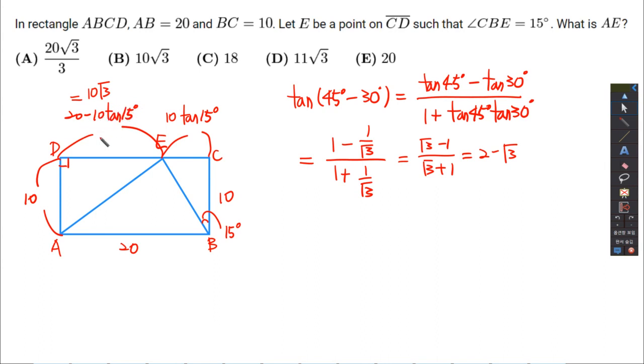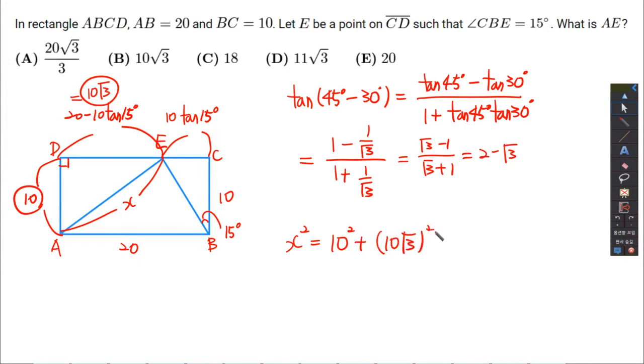Now when you use the Pythagorean theorem, what's the length of AE when the two legs are 10 and 10 times the square root of 3? So if we say the hypotenuse is x, x squared is 100 plus 300. The square root is 20.